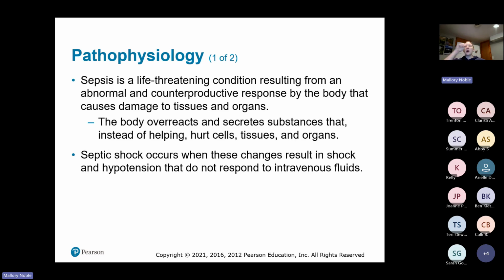sepsis is essentially when your body overreacts to an infection. So say somebody gets sick, they get an infection, like a UTI is a common one. They get a UTI or a urinary tract infection that's a local infection to that area. Well, if it's not taken care of, or their body has an overreaction to that infection, eventually they would develop sepsis, which is a systemic response, or an entire body immune response, to what's happening.